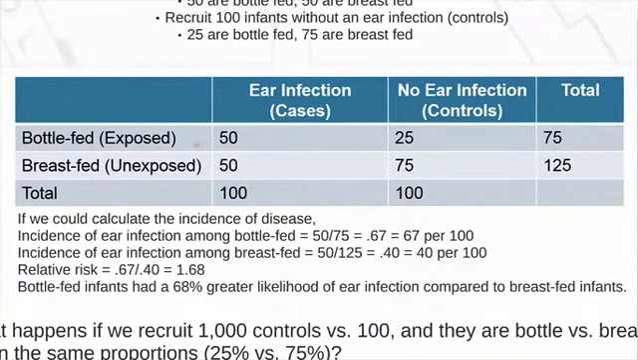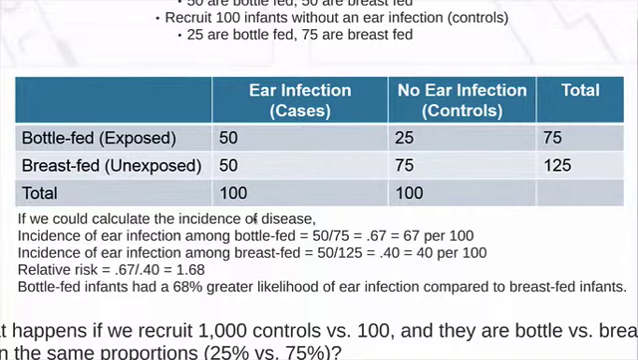So here we can fill in our 2x2 table based on the information above. We have our 100 cases, 100 controls. Among our cases, they're 50-50 split. And then among our controls, 25% bottle fed, 75% breastfed.